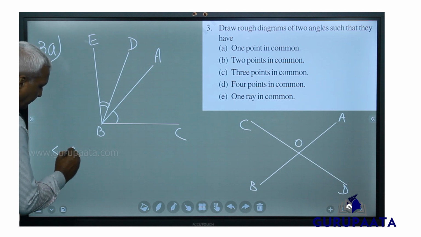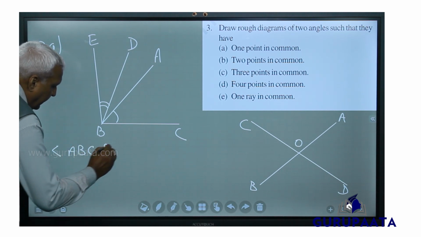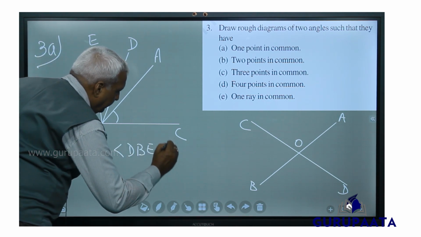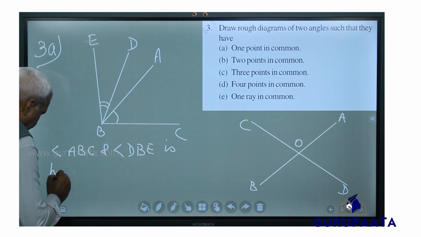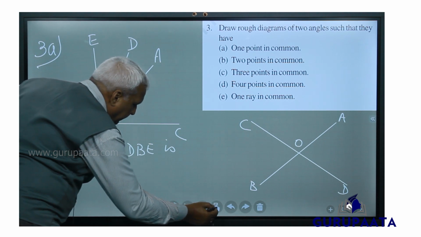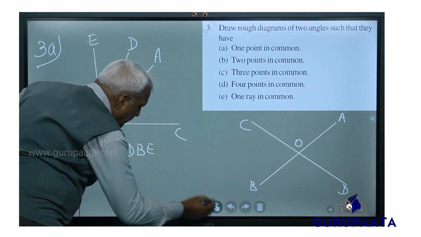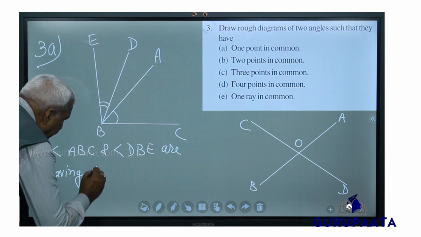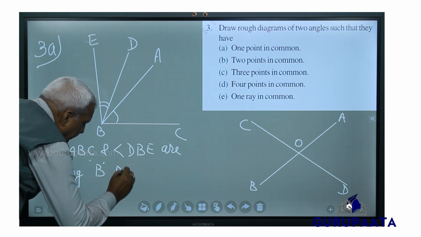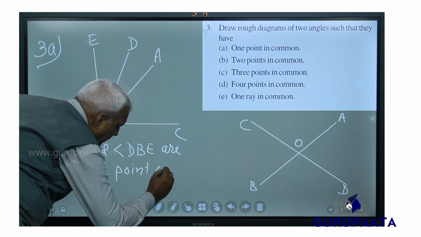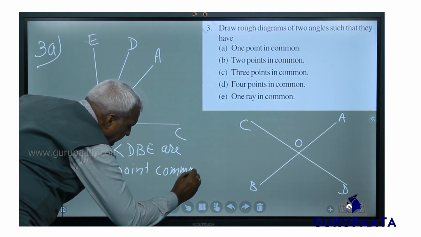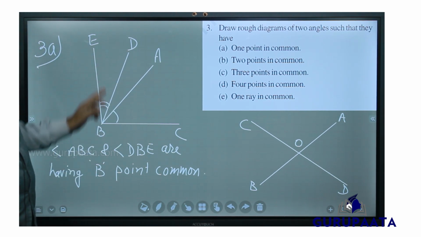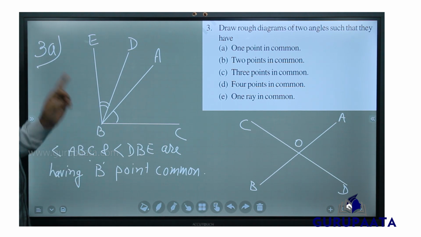angle ABC and angle DBE are having point B common. Okay. So angle ABC and angle DBE are having B point common, only one point common.